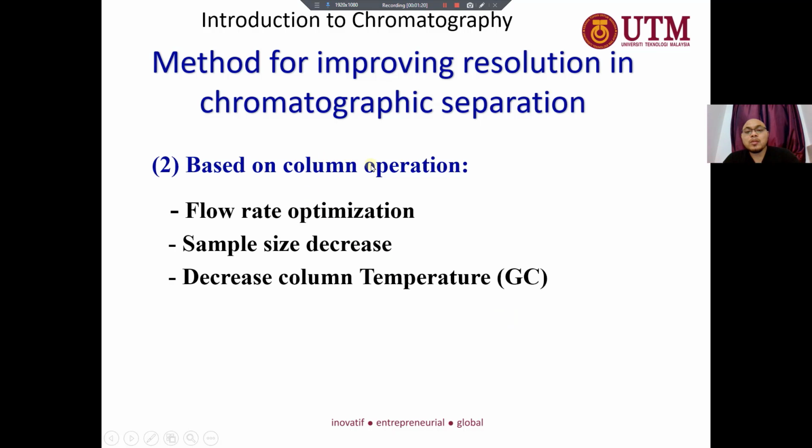Based on the column operation, we can optimize the flow rate. So we need to find a good flow rate, not too slow, not too fast. We can also reduce the sample size in terms of volume of injection or concentration of injection. Volume or concentration.